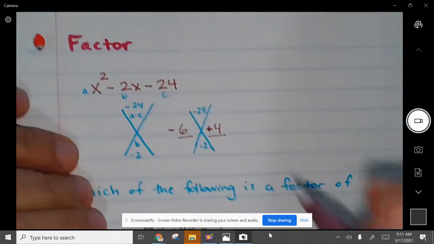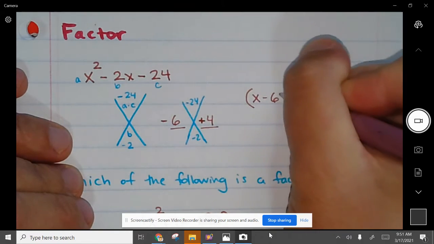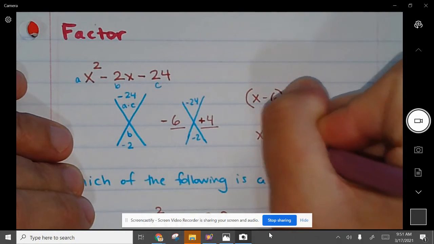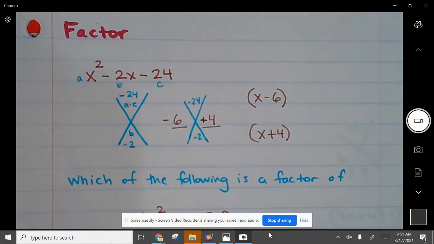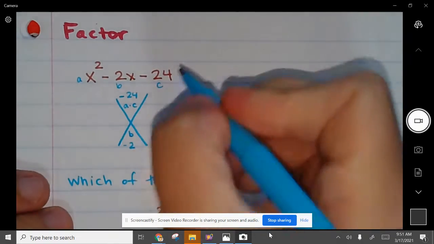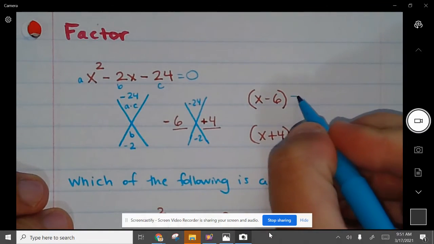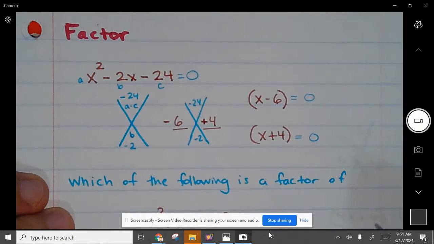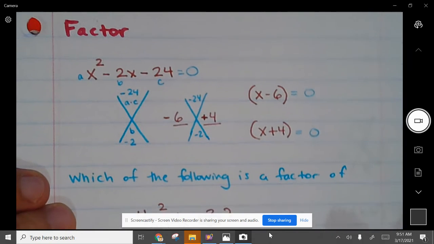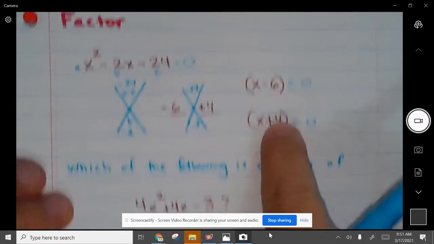All right, and then how do you write your final answer? X minus 6, parentheses, x plus 4, parentheses. You would just literally write it like that. Now, if this was equal to 0 and you had to solve, then you would set these equal to 0 and solve them. Only when you see the 0, okay? And it says solve. But it doesn't, so those two would be your factors. This is a factor, this is a factor.